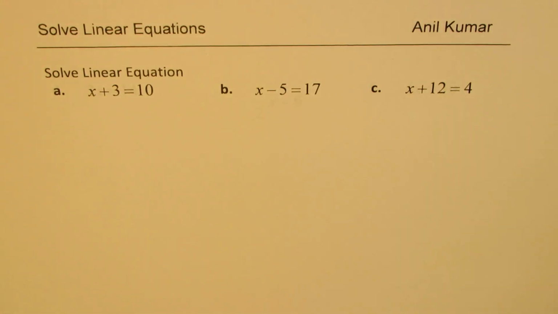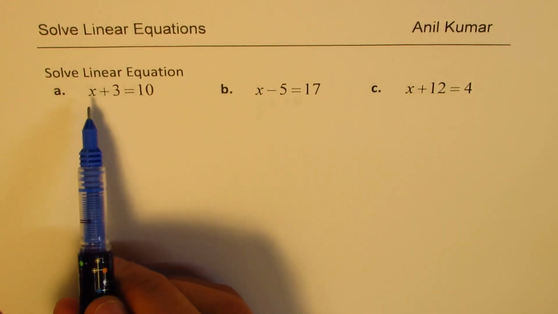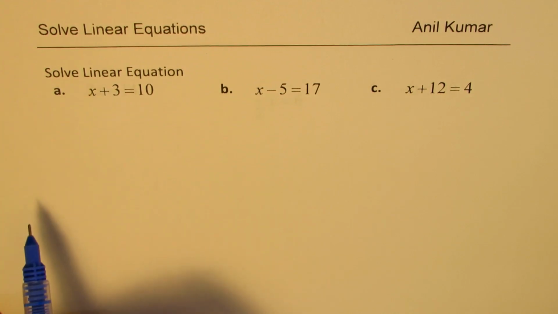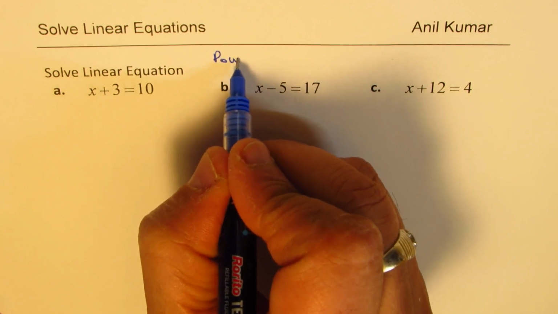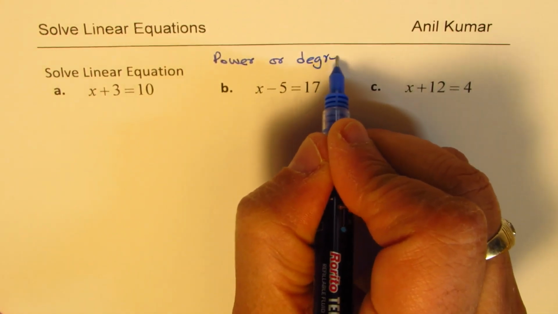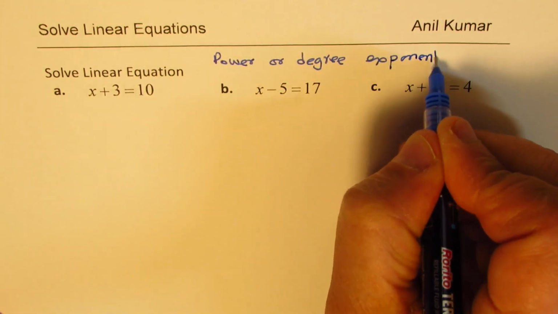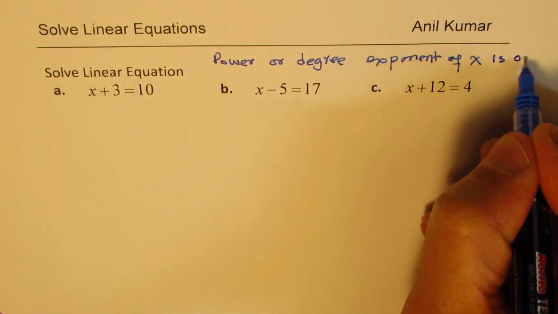now let's take them one by one and understand how to solve a linear equation. Now all these equations are linear mainly because the power of x is just 1, right? So therefore they are linear equations. Okay, so let's write that down. So the power, or you can say degree, or you can also say exponent, of x is 1, correct?